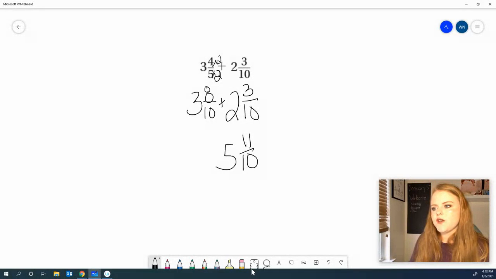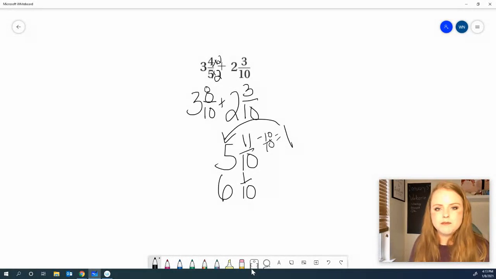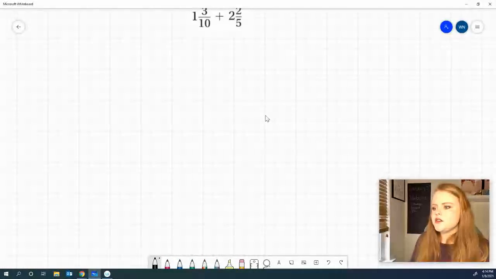3 plus 2 is 5. 5 and 11 tenths. So same as before, we're going to pull out 10 tenths, which equals 1. Put that with the 5, I get 6 and 1/10. Remember, I have 1/10 left because I had to pull out 10 from 11. 11 minus 10 is 1. 6 and 1/10 is our answer. Let's do another one. Is this our last one?